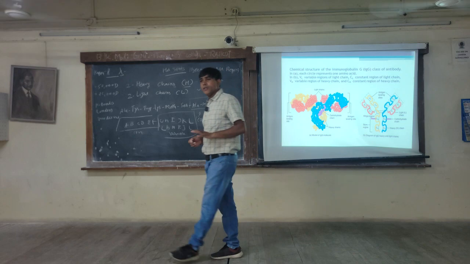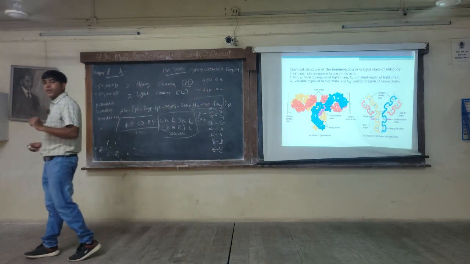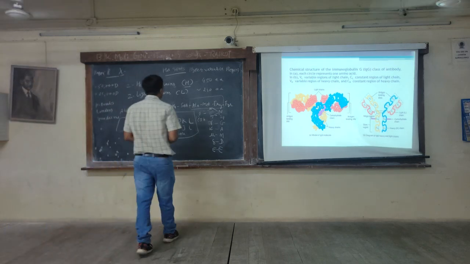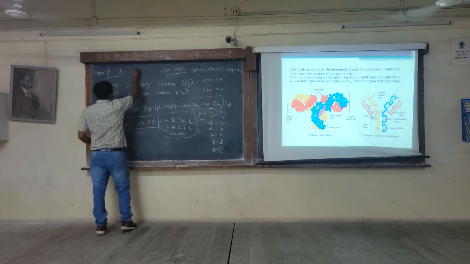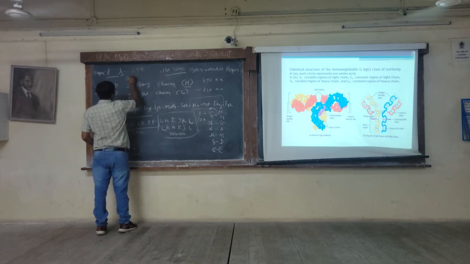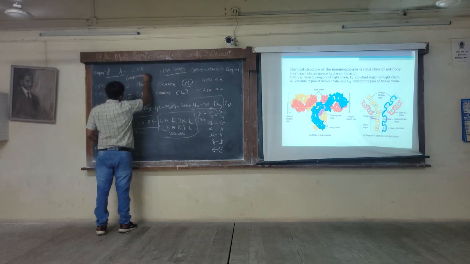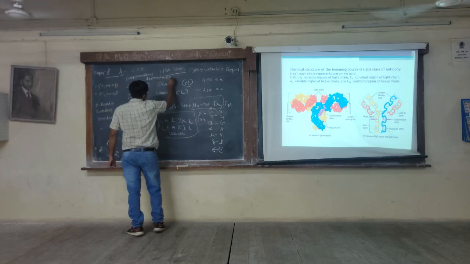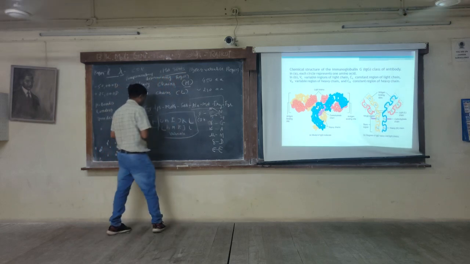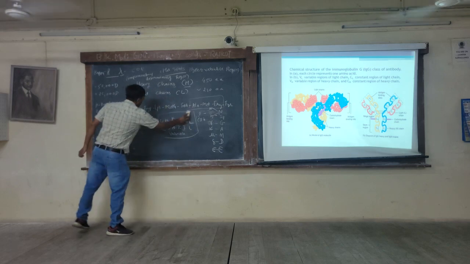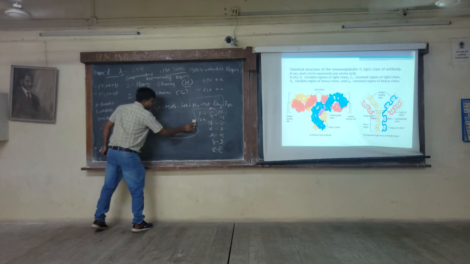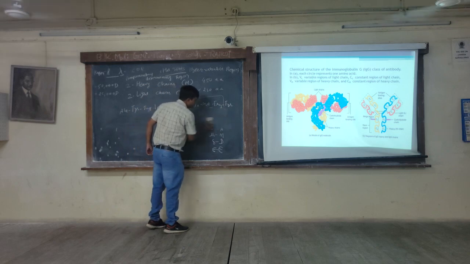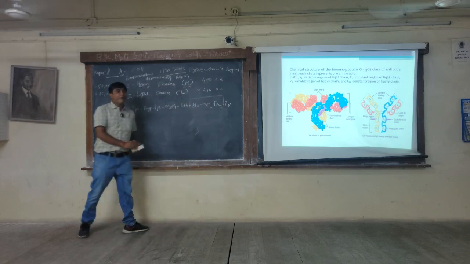In heavy chain, there are normally 3 to 4 hot spots present. In a light chain, there are normally 2 to 3 hot spots present. And these hot spots will decide the CDR, that is complementary determining region. Complementary determining region, the actual region where the binding of amino acids will take place. That is called CDR, complementary determining region.